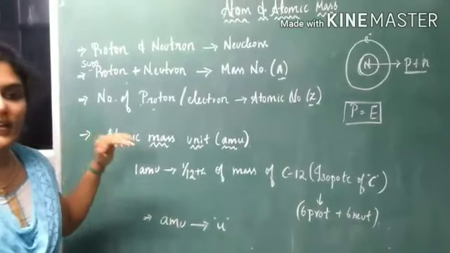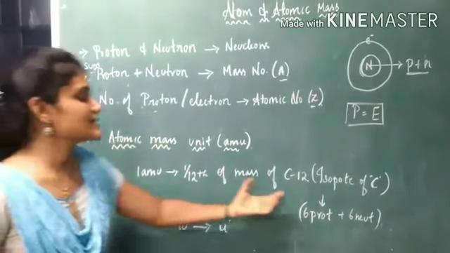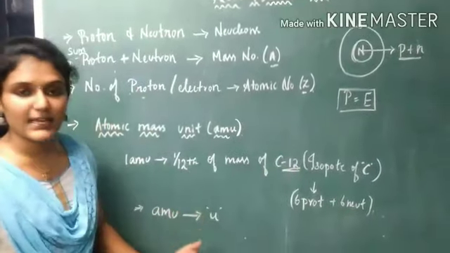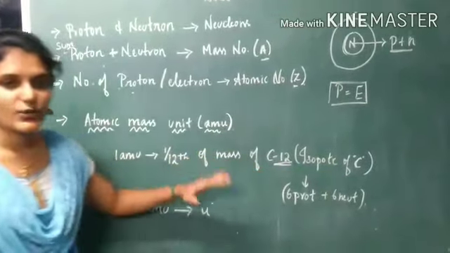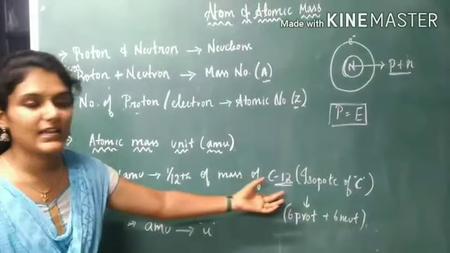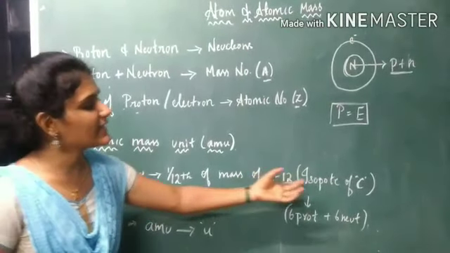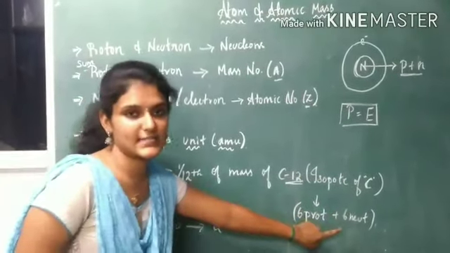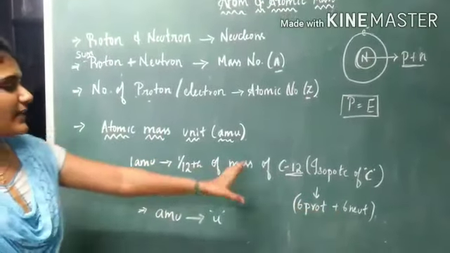To know about the atomic mass unit, we take a stable element, that is carbon 12. Carbon 12 is nothing but an isotope of carbon, and it consists of 6 protons and 6 neutrons. So to calculate, I am going to take carbon 12.